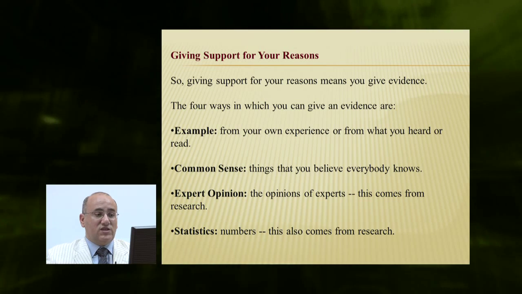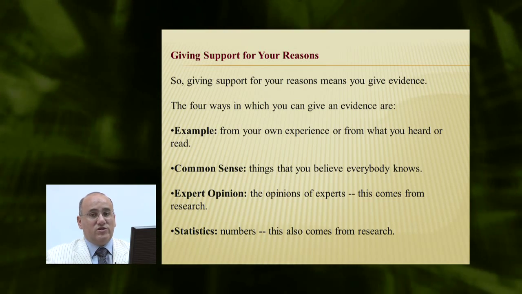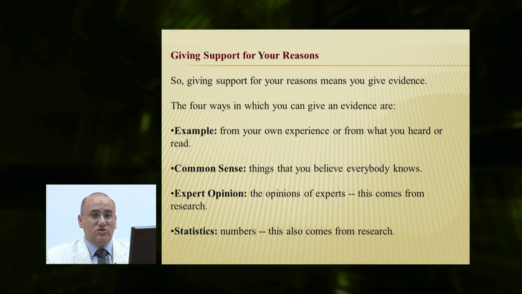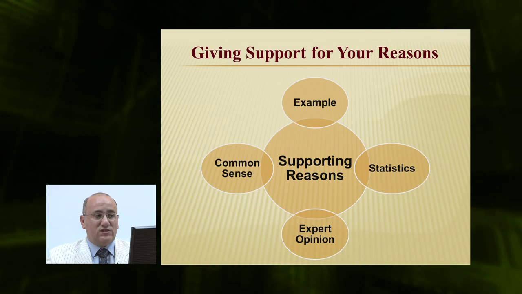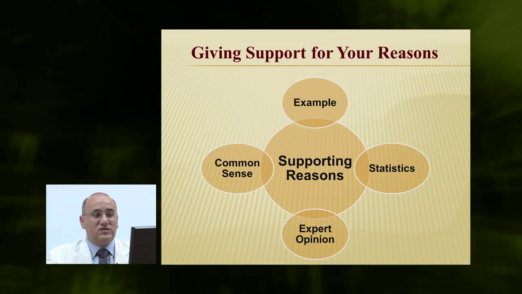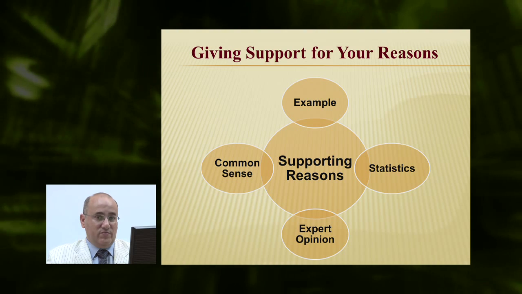What about common sense? Common sense means things that you believe everybody knows. You should also use the expert opinion, the opinions of experts in the same field. This comes from research. Statistics, again, research. Numbers also come from researching the internet, books, sites that talk about the same problems. As you can see, giving support for your reasons is clear from this simple mind map.